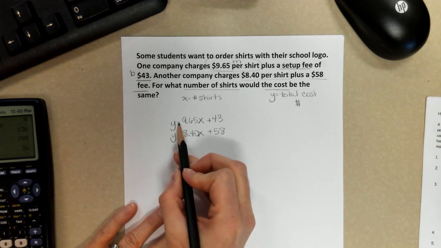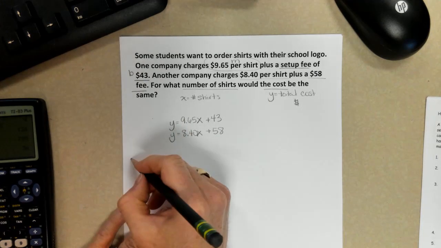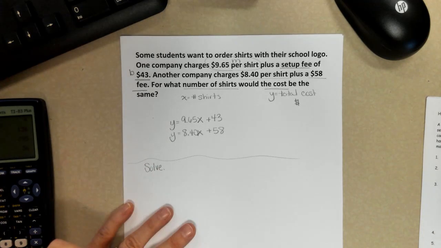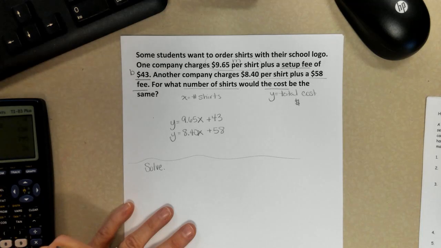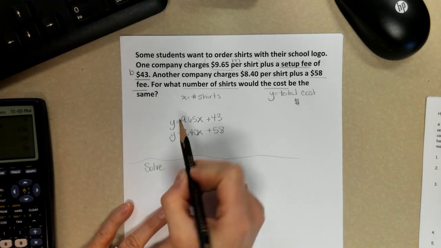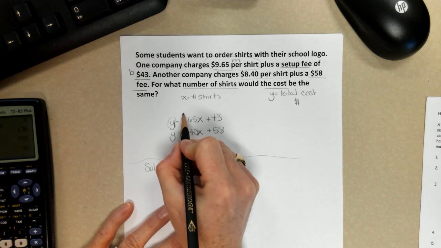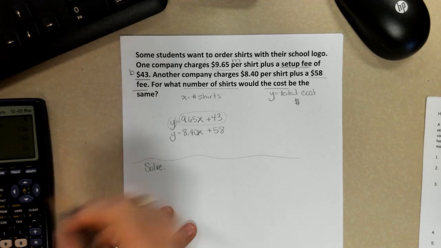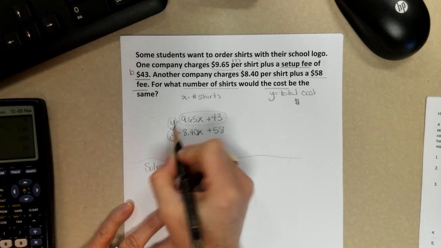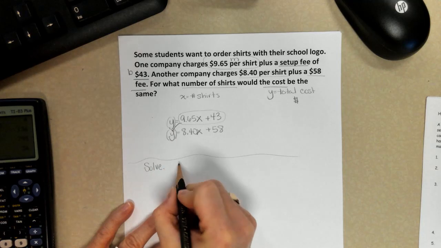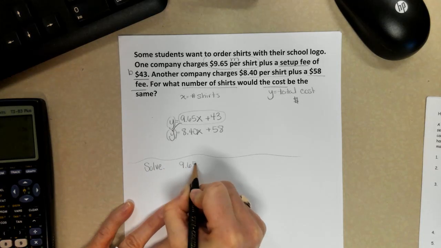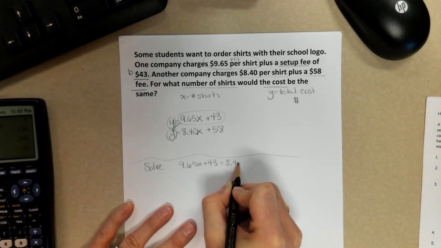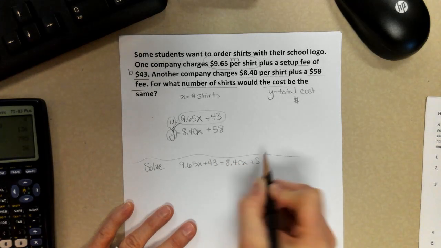Now, since this one is a letter by itself and a letter by itself, when I come to the solving phase of my problem, I would use the substitution method. If y is by itself and it's equal to $9.65x plus 43, then I should take the y out of the other equation and replace it with 9.65x plus 43. I end up with x's on both sides of my equal sign that I have to combine.